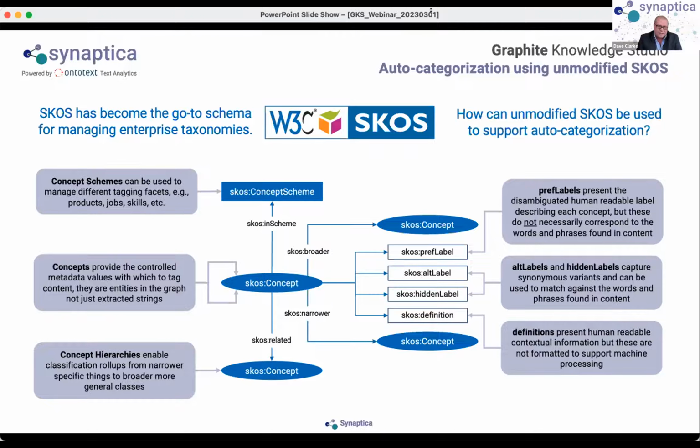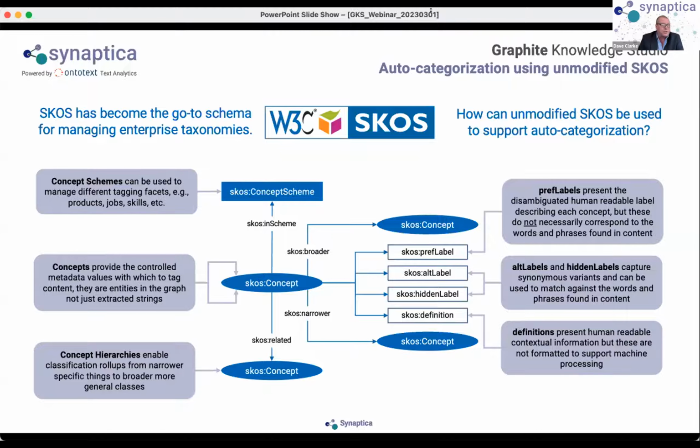Almost all enterprises that are doing enterprise taxonomy are using SKOS. And I say almost because there are clients we work with who have based their taxonomy work on OWL classes, subclasses, named individuals. They're supported in Graphite as well, but most clients that we work with are using SKOS. So what I wanted to do here is just say, what does SKOS look like, super high level, and what can it do for you in terms of auto-categorization?